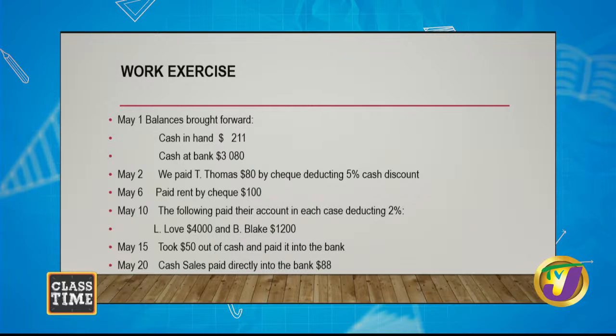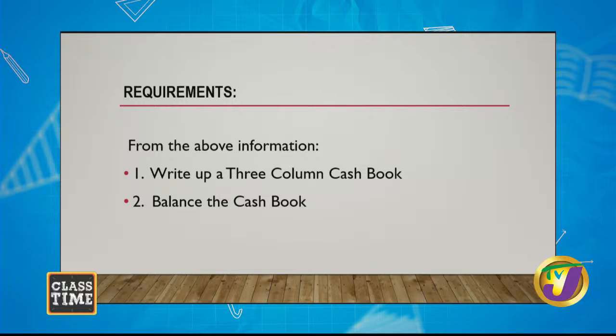May 10, we paid the following accounts, in each case deducting 2%: L. Love, $4,000, B. Blake, $1,200. May 15, we took $50 out of the cash and we paid it into the bank. And May 20, there were cash sales, which were paid directly into the bank. Now we're going to put all these transactions in the 3-column cash book. All right, so that's a requirement. We're going to write up the 3-column cash book, and also we're going to balance our cash book.